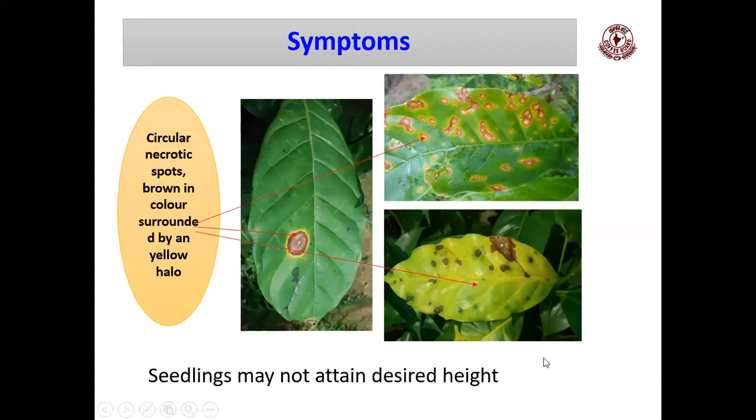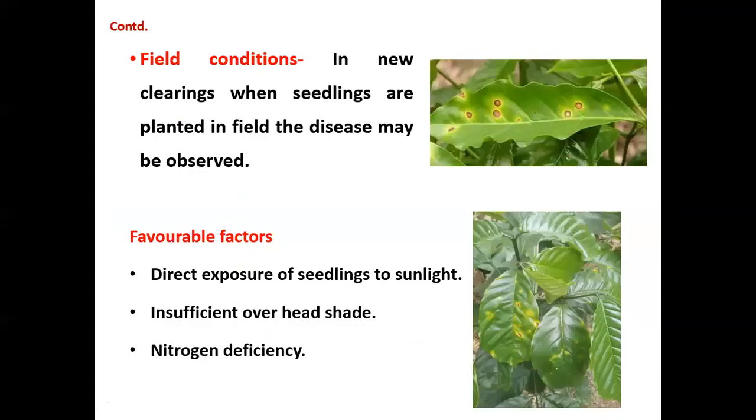And due to the reduction in the photosynthetic area, the seedlings cannot produce food, and they may not attain the desired height to plant in the field conditions. So this disease not only occurs in the seedling stage, but also once the seedlings are planted in the field conditions, during the first year of planting, the seedlings will be infected by this pathogen.